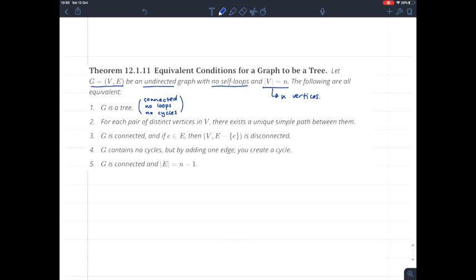So how do we move from point 1 to point 2? So let's assume that G is a tree. So I'm doing a proof that G being a tree implies point 2. So point 2 says we want to know that for each pair of distinct vertices in V, there exists a unique simple path between them. So we're going to assume that G is a tree, and we'd like to prove 2 from this. Well, let's have a look. For each pair of distinct vertices, there exists a unique simple path between them.